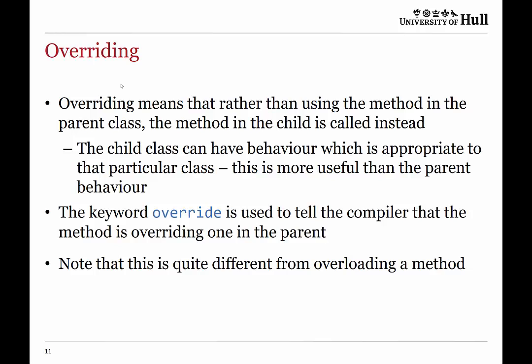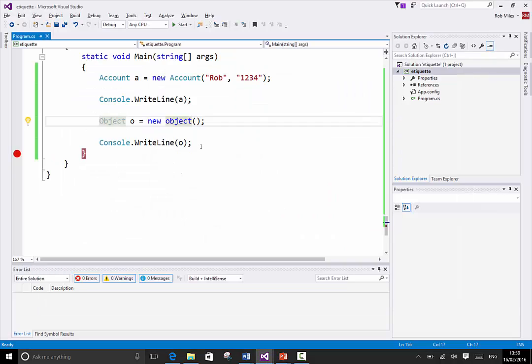We've talked about overloading, which is when you have lots of copies of a method, all with different parameters. This is overriding, where I replace the behavior in a parent class with one that better suits what I want to do. If you're not sure what that means, I'll show you in the code.